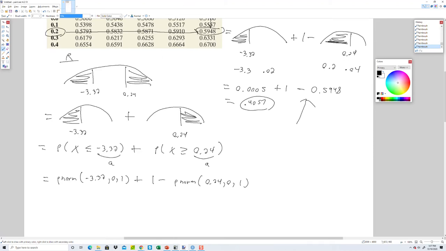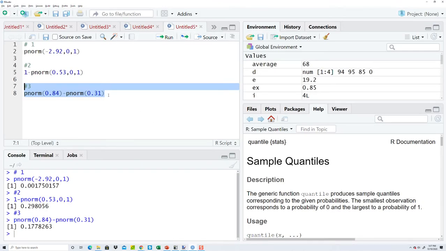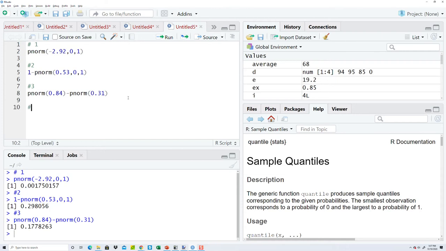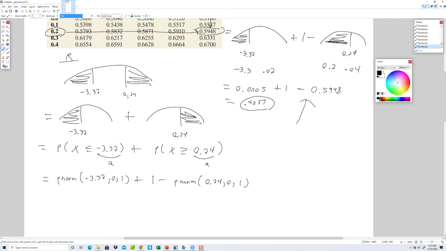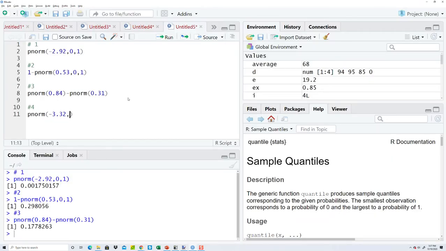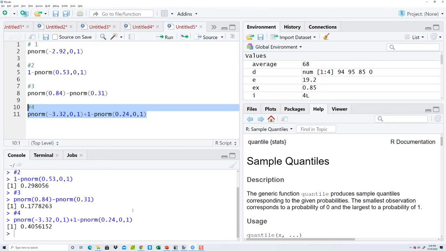Okay, so get to R. P norm negative 3.3201 plus 1 minus P norm 0.2401. Run that. 0.4056 rounded to four decimal places.